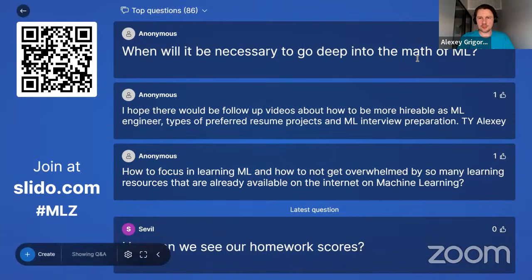Will it be necessary to go deep into the math of machine learning? No, at least not for this course. If you work as a data scientist, you might need to do this. If you work as an ML engineer, unlikely. Maybe yes, maybe not, depending on where you work.